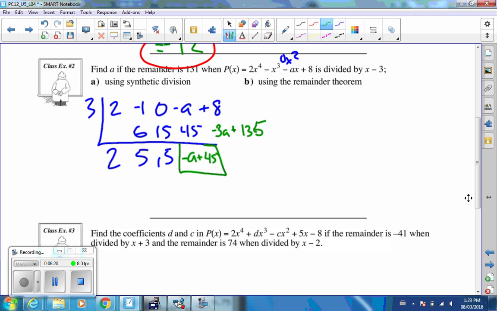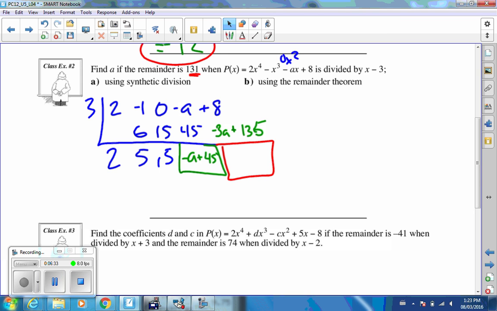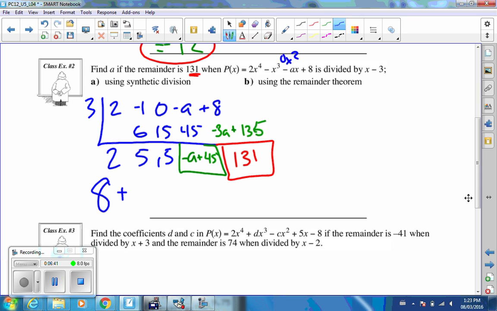135. 120 plus 15. Anyway, that's the thing. And then this last box right here would be my remainder, right? But they told me up here the remainder is, I think that's 131. Let's check. Oh, yep, peekaboo. So this is 131.